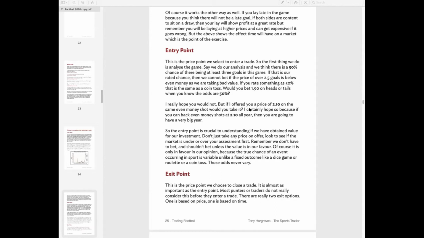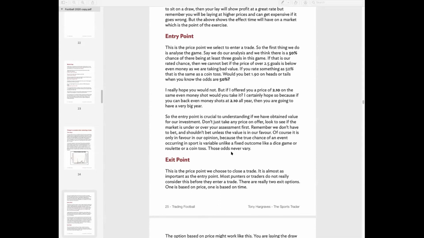Obviously you wouldn't. But if you could see it was 2.10 on that, would you bet? Of course. Because if you can back even money shots at 2.10 over a year, you're going to have a very big year. So the entry point is crucial to understanding if we have obtained value for our investment in the market. You can't just take any price on offer. You've got to look to see if the market is under or over our assessment first.